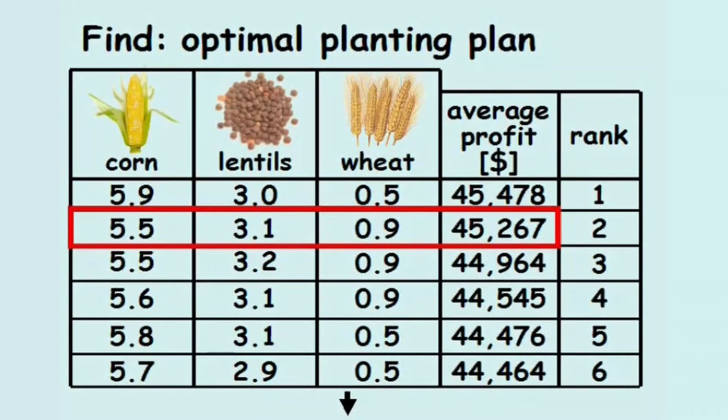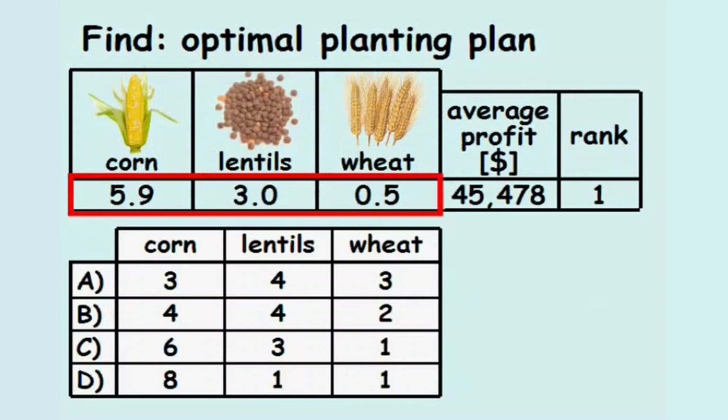The second ranked planting plan would yield an expected profit of about $200 less than the first planting plan, and would include planting less corn, more lentils, and more wheat. When reviewing the possible solutions, the answer is C.